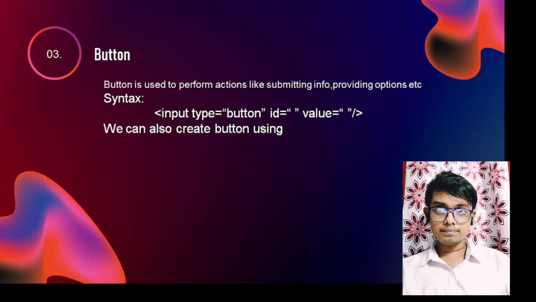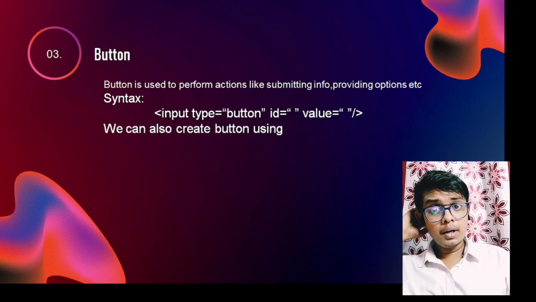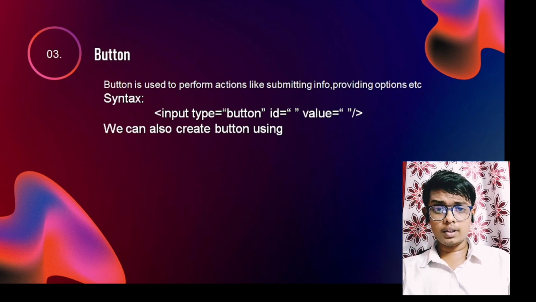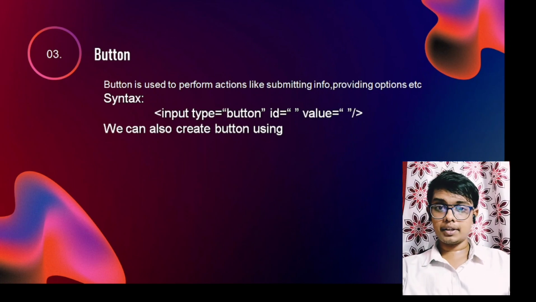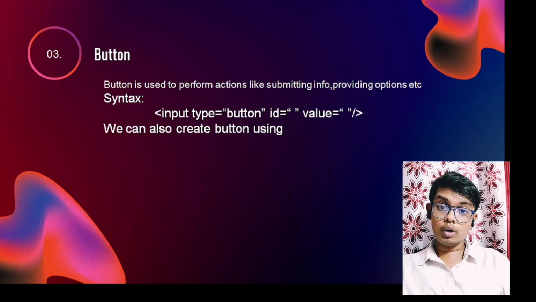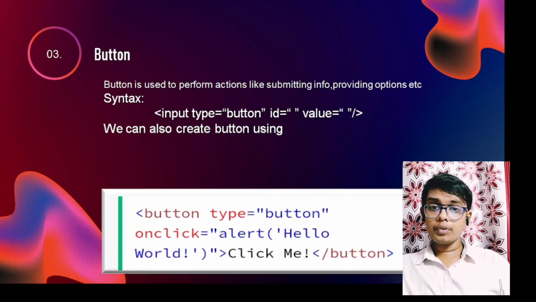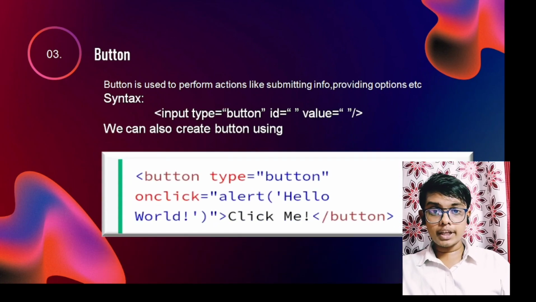Let's see the next one, button. Sorry. Button is used to perform some actions like submitting info, providing options, etc. The syntax is input type equal to button, id and value. id and value are not mandatory, as mentioned before. We can also create buttons with the help of some syntax, as you can see here. By creating a button, here I'm providing a command: on click, hello world. So after clicking the button, we get the output as hello world. Yeah, this is about the button element.